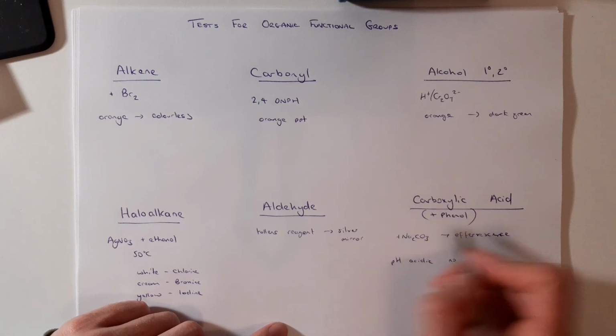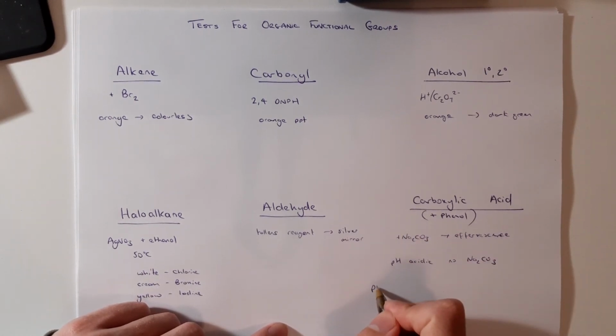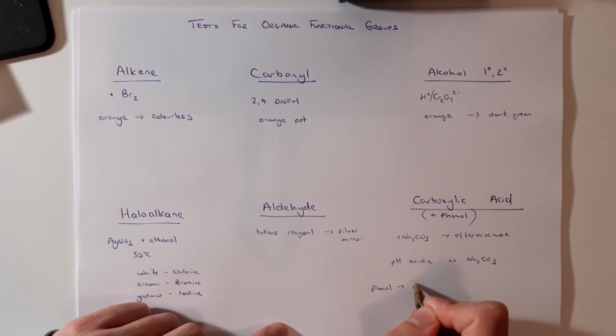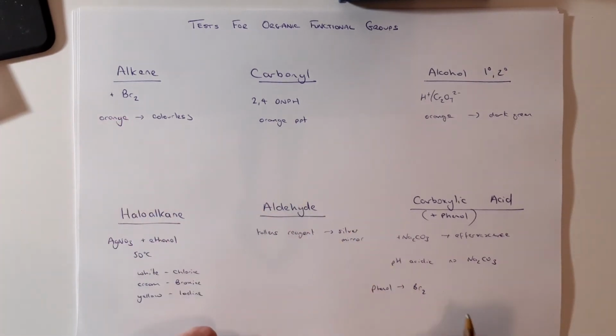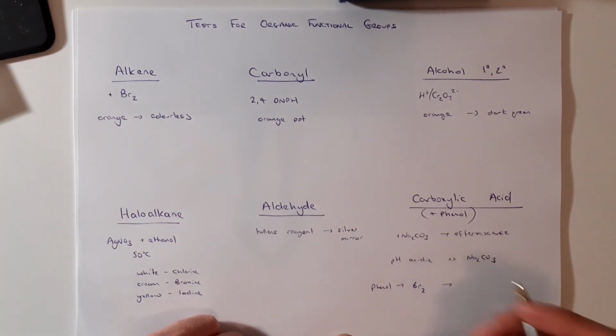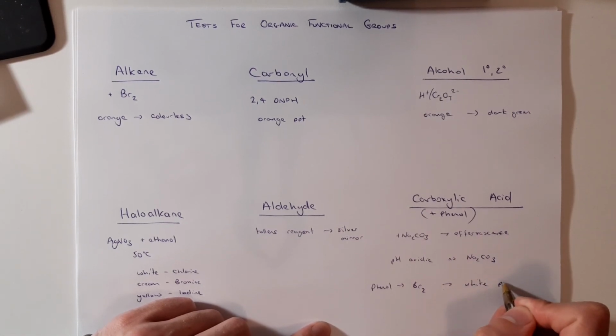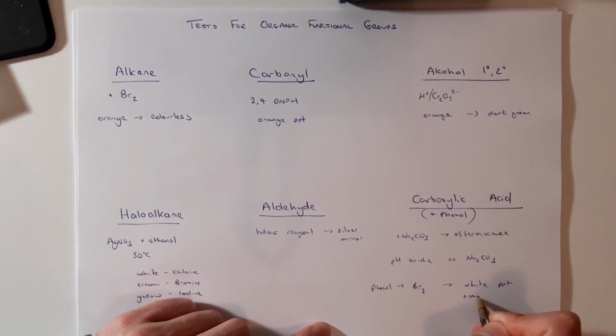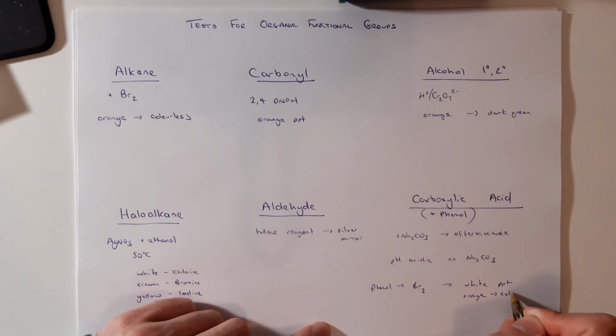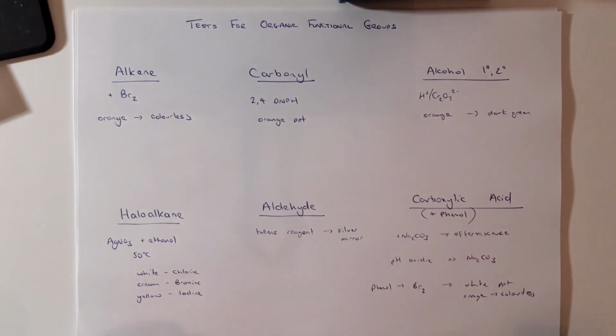However, we can do a test just to work out if it's phenol. And for phenol, we're going to add Br2. So back round to the beginning again, and we get the colour change, orange to colourless, and a white precipitate. And they are our organic tests.